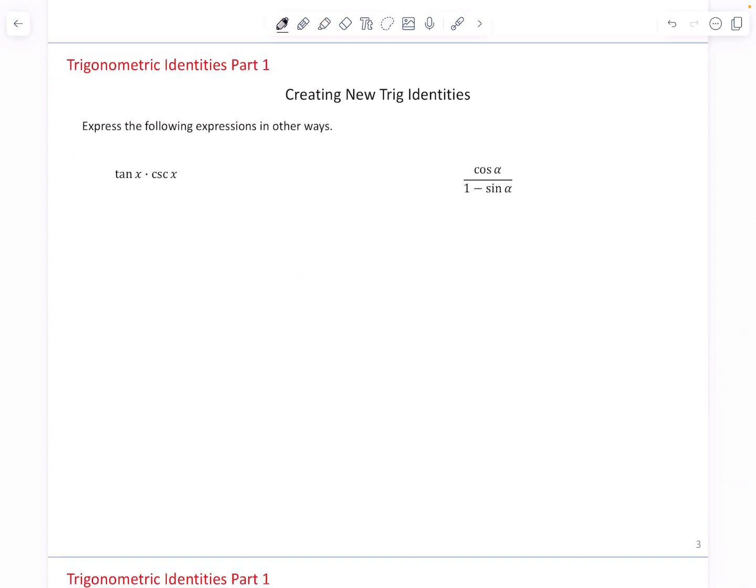Creating new identities. Express the following expressions in other ways. Because of the basic identities and the even odd identities and the Pythagorean identity that we've learned so far, we can actually manipulate expressions involving trig in lots of ways.